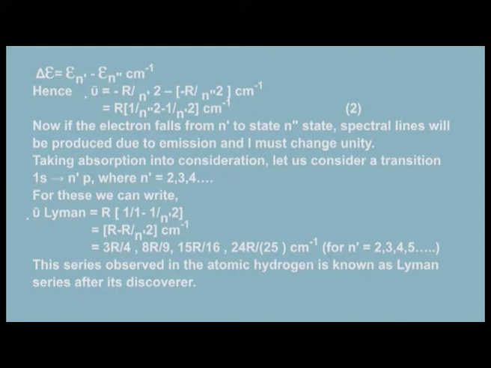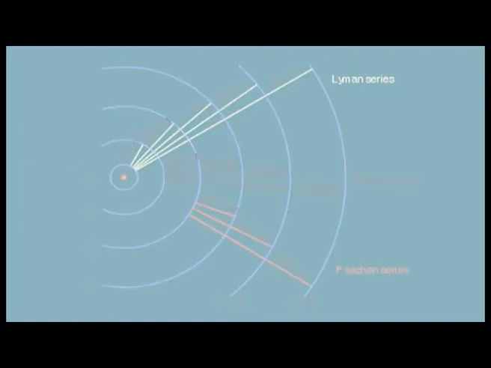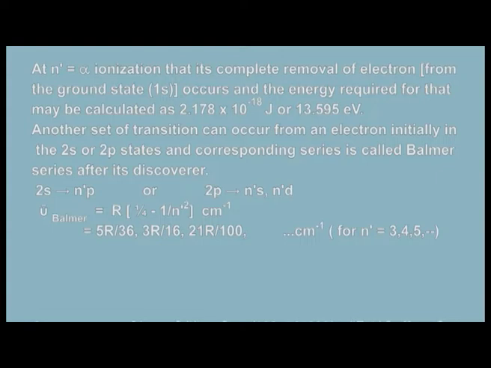This series observed in atomic hydrogen is famously known as the Lyman series after its discoverer. The appearance of this spectrum is shown in figure 2 on the screen. It can be seen that the spectrum converges to the point R centimeter inverse, and a very precise value of R, 109677.58 centimeter inverse, can be obtained. At n prime equal to infinity, ionization, that is, complete removal of the electron occurs, and the energy required for that may be calculated as 2.178 into 10 to the minus 18 joule or 13.595 electron volt.